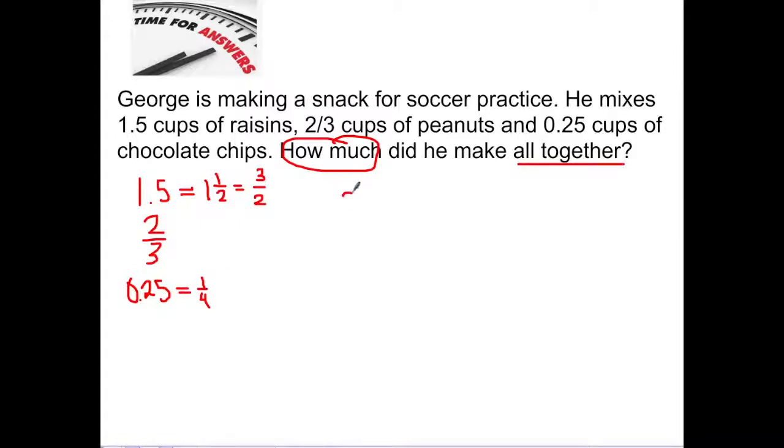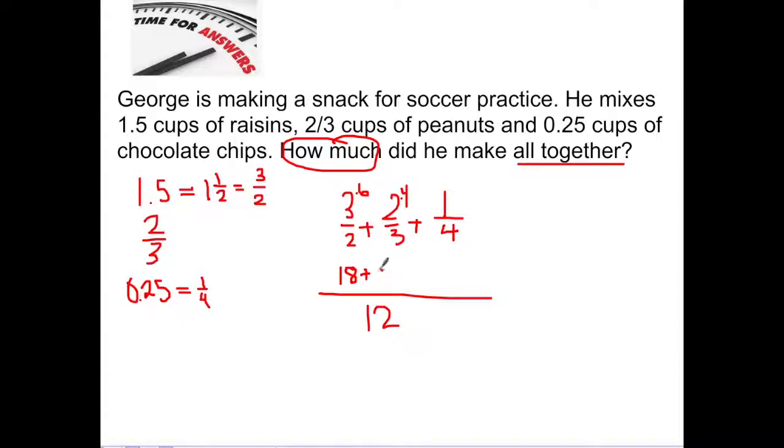So now we have 3/2 plus 2/3 plus 1/4. And to add those fractions together, we need a common denominator, and the smallest common denominator is 12. So if we put them all over 12, we would multiply 2 times 6 to get 12, so 3 times 6 is 18. And 3 times 4 would give 12, so 2 times 4 is 8, and 4 times 3 would be 12, so 1 times 3 is 3.